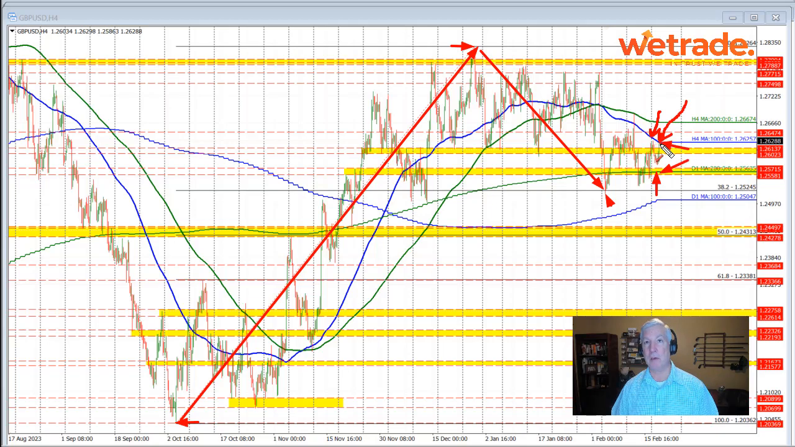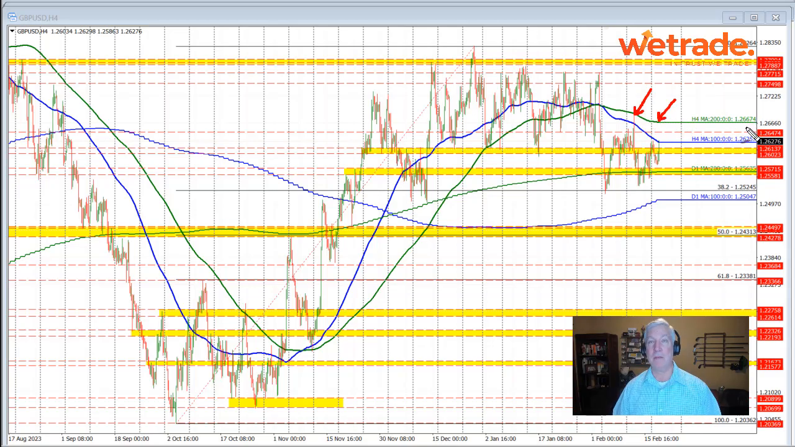If we can get above this 100-bar moving average, that would be more bullish for this pair. And then we'd look for the 200-bar moving average on the 4-hour chart. Last week, the high price for the week did find willing sellers against that 200-bar moving average, so it's going to be an important level going forward. That level comes in at 126.67.